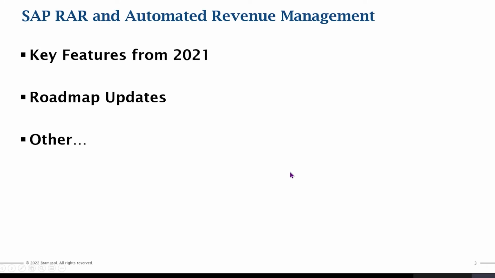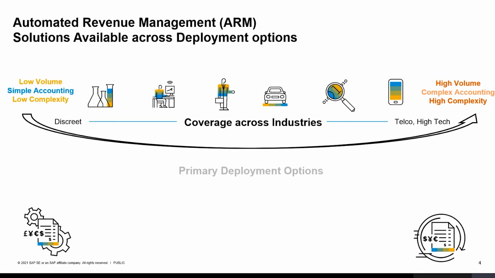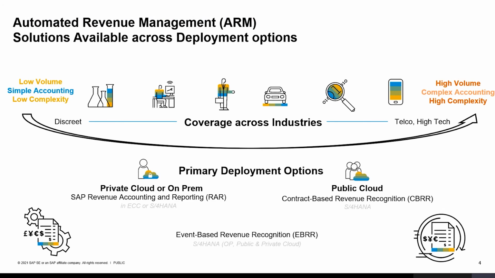Pete, we're going to talk a little bit about RAR and automated revenue management. We'll talk about some of the features, roadmaps, and then you can talk about some other things. One of the questions that always comes up for me is, what the heck is automated revenue management in 2022, and what's happening? Yeah, so automated revenue management is really the portfolio of solutions from SAP that cover revenue accounting and revenue recognition.